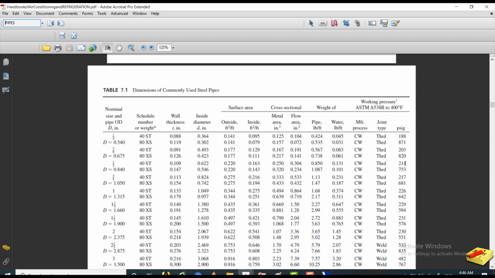this is where you have to be careful in selecting the pipe. We have only a minimum working pressure of 214 psi. So if it is greater than that, your pipe will rupture during the process if the working pressure of your system is exceeded. Okay.